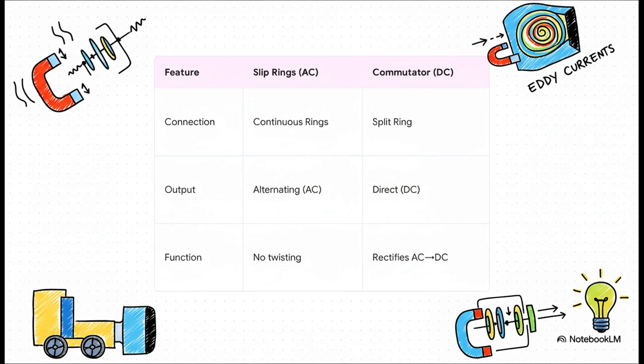But if you were to use a split ring commutator instead, you'd actually be building a DC generator. That's because the split ring is designed to cleverly reverse the connection every half turn, which keeps the output current always flowing in the same direction.